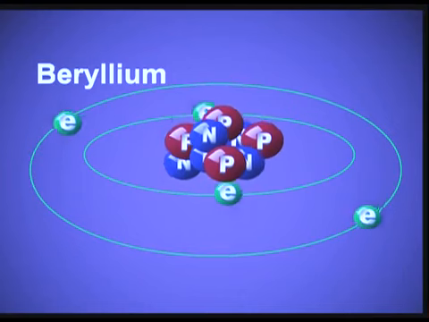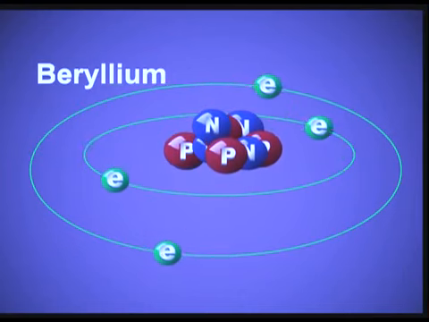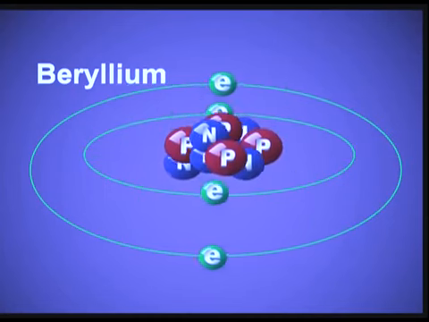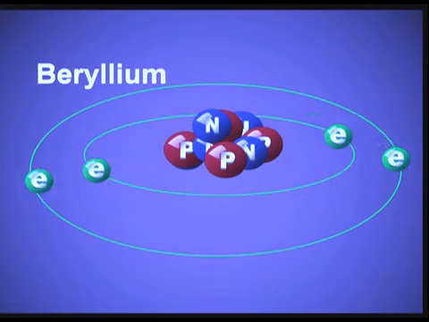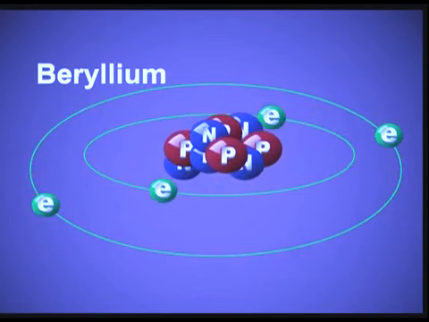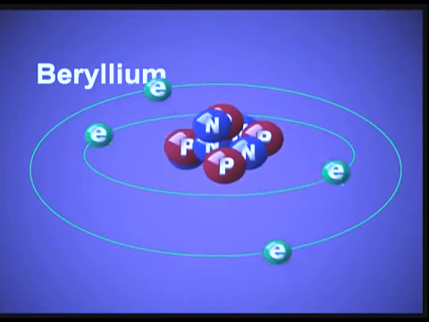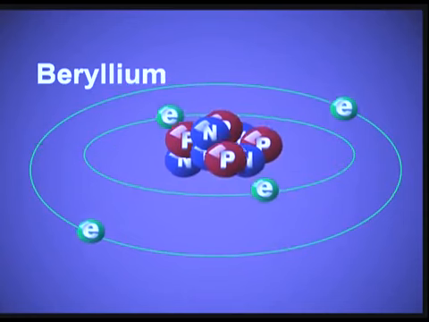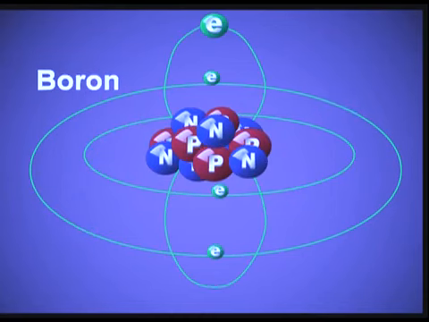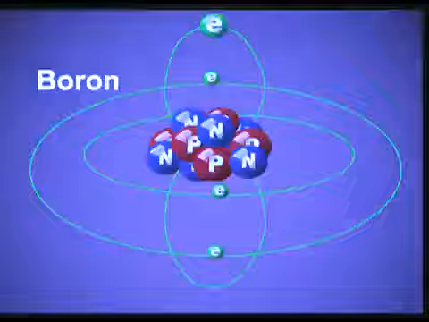Beryllium is the next element of the second period. It has 4 protons in the nucleus because its atomic number is 4, and it has 4 electrons revolving around the nucleus. You can see that 2 electrons are in the inner shell and the other 2 electrons are in the second shell. Boron: the electronic configuration is 1s2, 2s2, 2p1 because the atomic number of boron is 5.